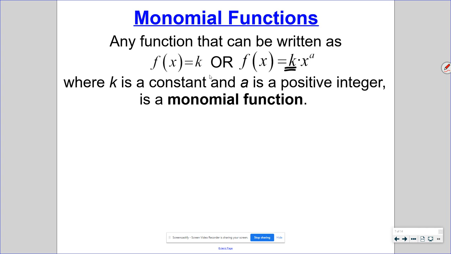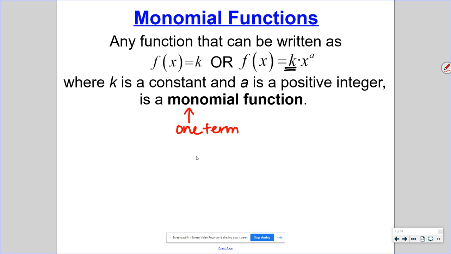Okay, so something very similar to a power function, but a little bit more specific, is a monomial function. A monomial function is like a polynomial that only has one term, because mono means one. It kind of does look like a power function, and I guess it is. It's just a more detailed kind.